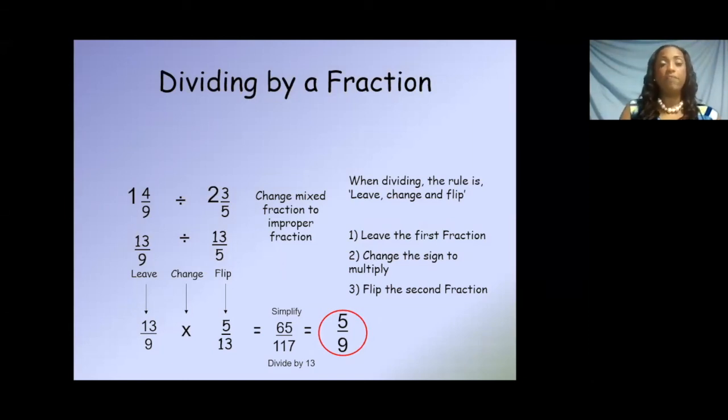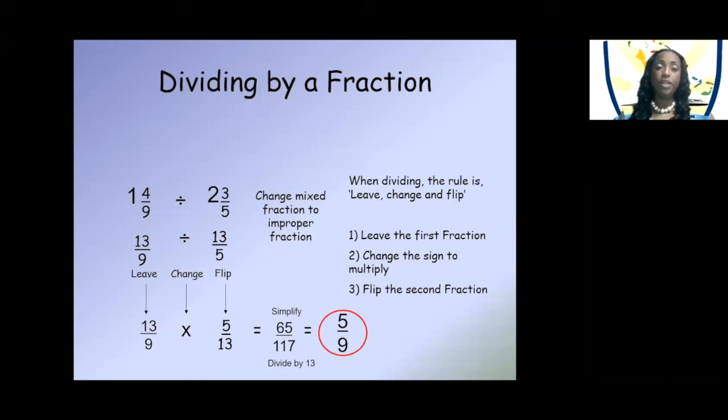Here we have a problem that involves mixed fractions. If you notice on your slide, we have 1 and 4 over 9, and you're being asked to divide that by 2 and 3/5. Remember what I said in previous lessons. Whenever you have mixed fractions, you want to change the mixed fractions to improper fractions before you work on the problem.